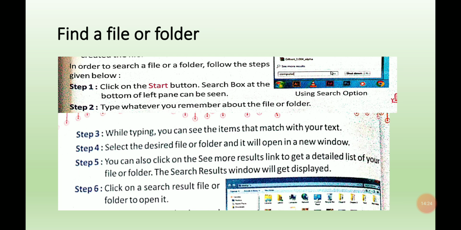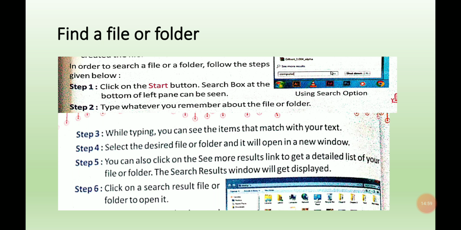What is next? Now how can we search and find files and folders if we don't know the drive's name or the location? So there are steps to find files and folders. Step 1, click on the start button. Then there's a search box. The search box can be seen at the bottom of the left pane, as in the pictures also. You can see in the picture on the slide which is shown to you.